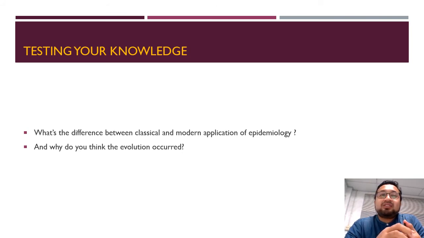Okay, next question. Tadi Nadia dah beritahu classical is more on general, apa yang dapat secara observational, apa yang kita nampak daripada study population yang kita buat. Manakala modern application ni lebih mendalam, lebih fokus, lebih spesifik, lebih mini details. Okay, so the question is, kenapa, why do you think the evolution occurred from classical and then go to the modern application of epidemiology?